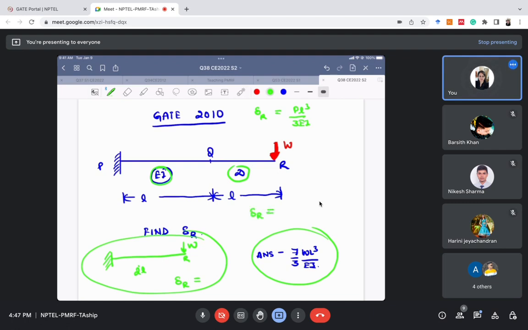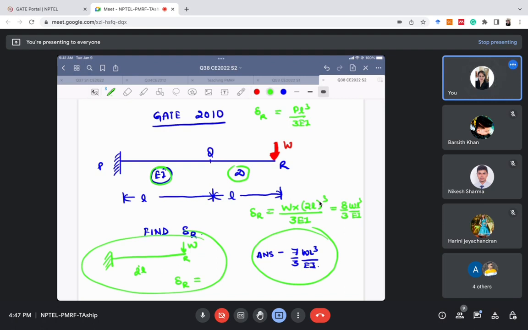What is the value of P? What is the value of load here? It is W. What is the length of the beam? Length is 2L, divided by 3. Flexural rigidity is EI for the whole beam. It would have been EI, and it would be 8 by 3 WL cube by EI. So this would have been the answer.